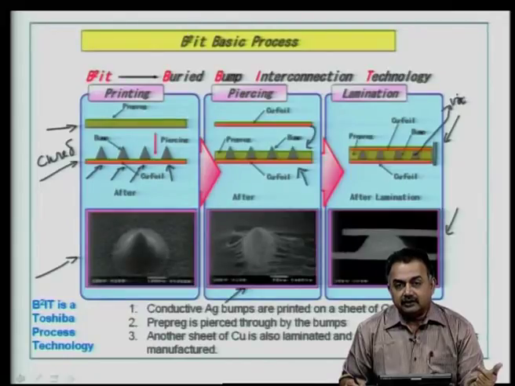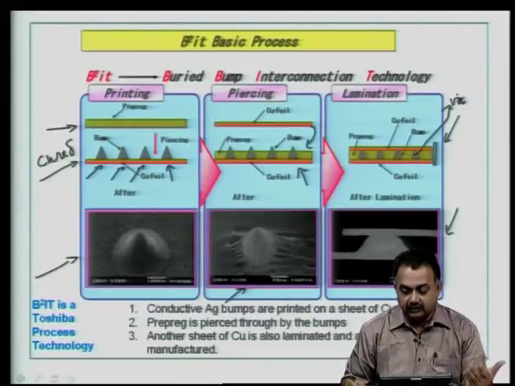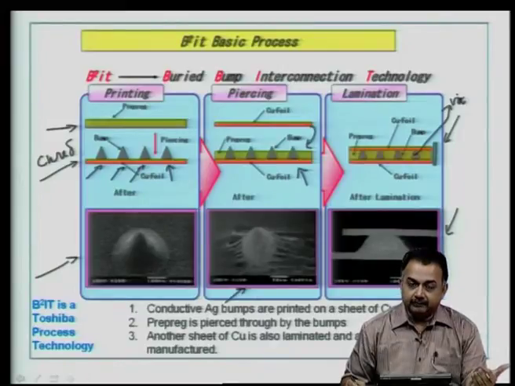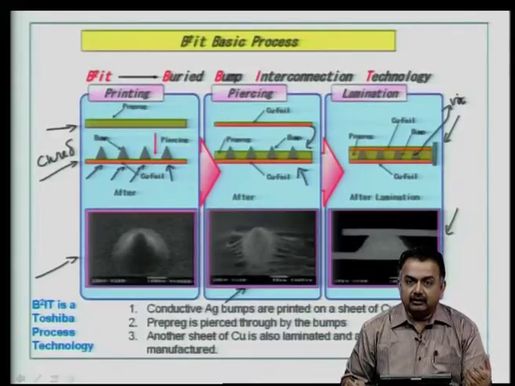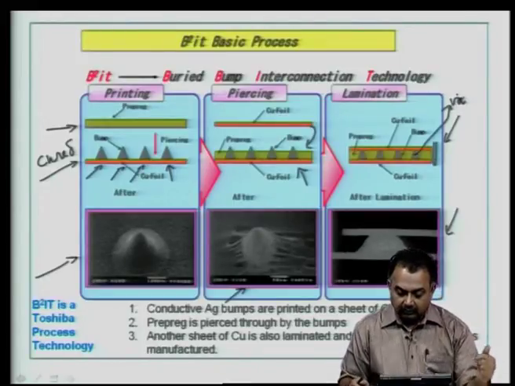But the advantage of this technology, as you can see here, is there is no plating required. Vias are formed in situ by printing process, and this is a filled via. So, these via structures are very rigid, they do not cave in during the curing process or during the subsequent build-up processes.